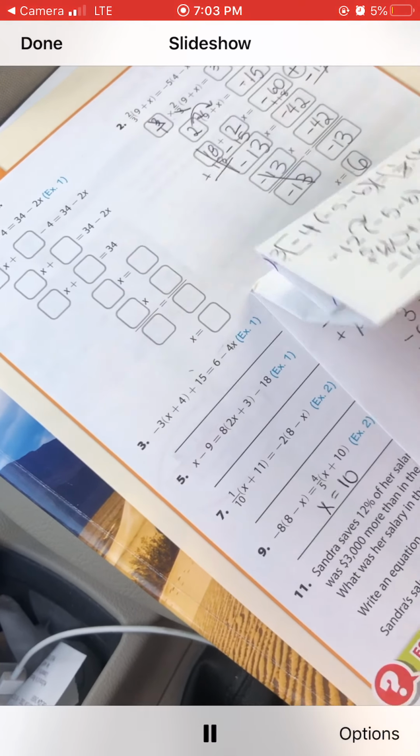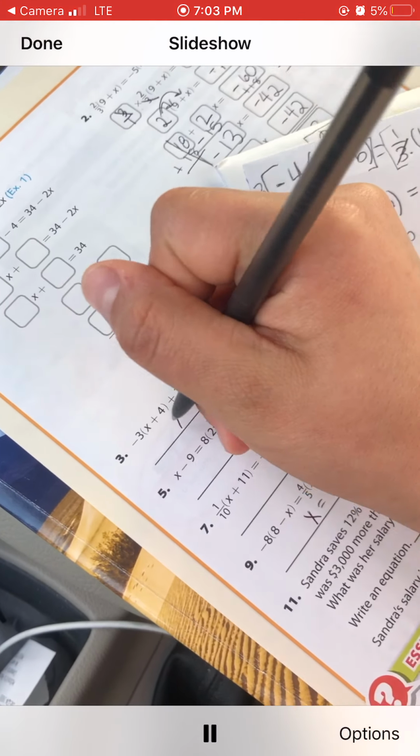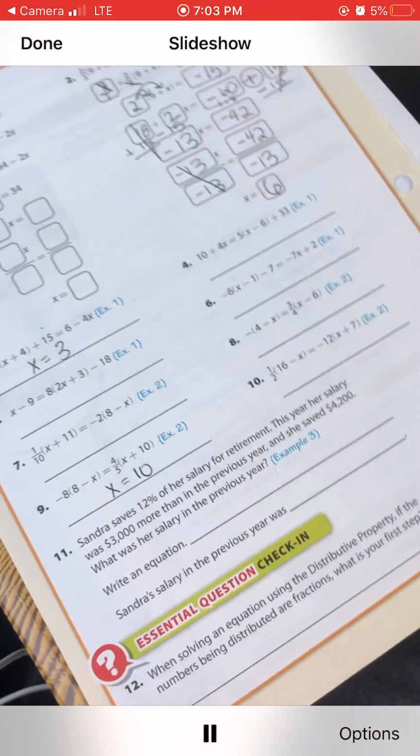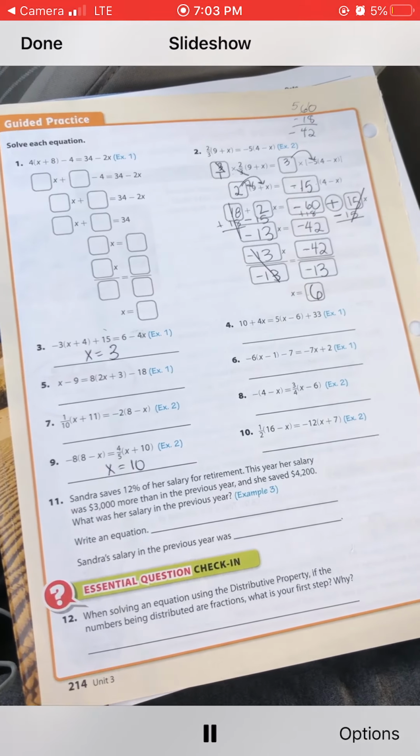And for number 3, x equals 3. And there you go. Go ahead and complete the rest of the worksheet, please.